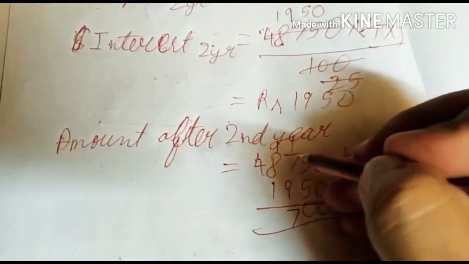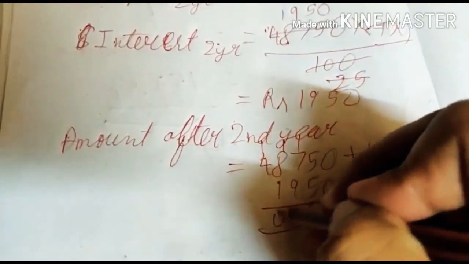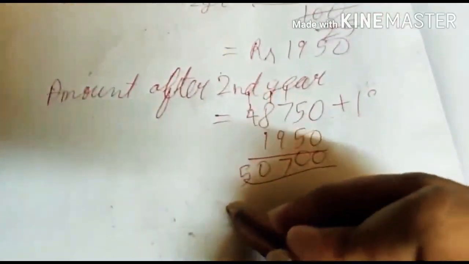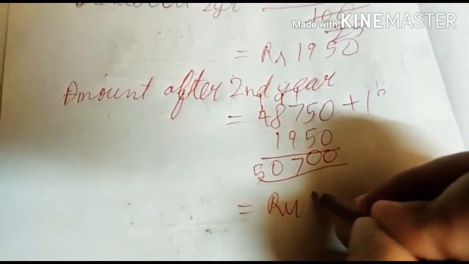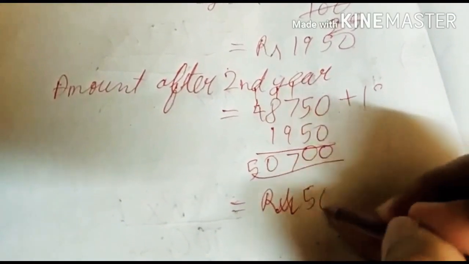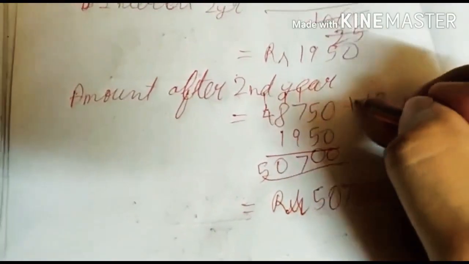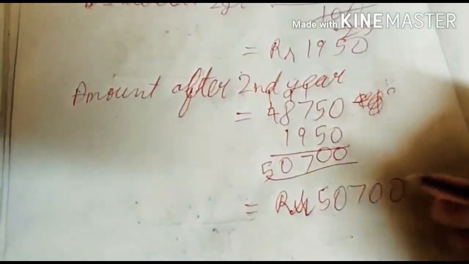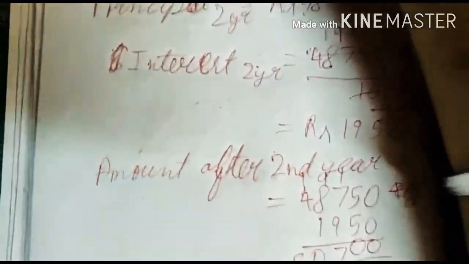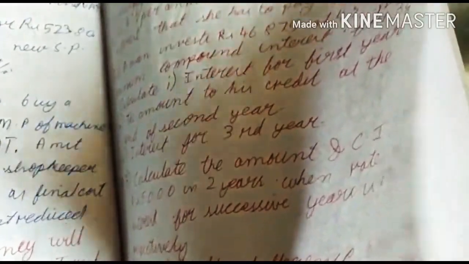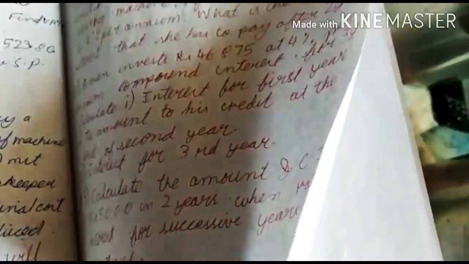This will be 105. So rupees 50,700. This is the amount after second year. So this is our second part answer. The amount after the end of second year.